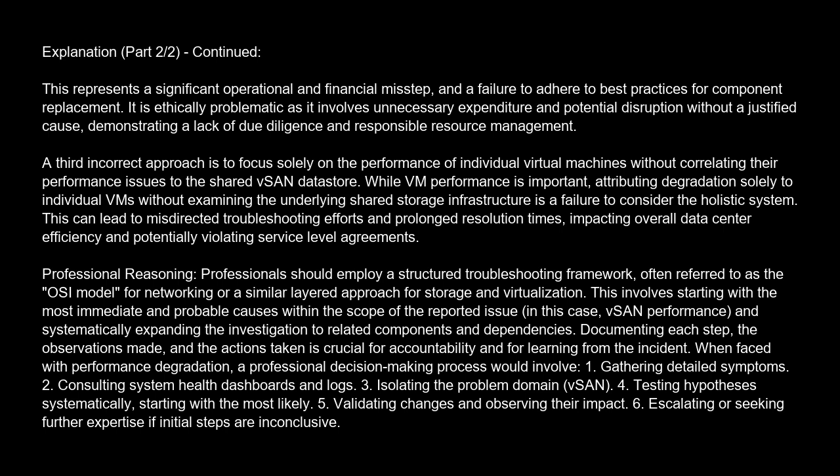When faced with performance degradation, a professional decision-making process would involve: 1. Gathering detailed symptoms. 2. Consulting system health dashboards and logs. 3. Isolating the problem domain, vSAN. 4. Testing hypotheses systematically, starting with the most likely. 5. Validating changes and observing their impact. 6. Escalating or seeking further expertise if initial steps are inconclusive.